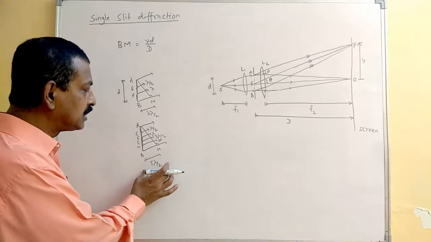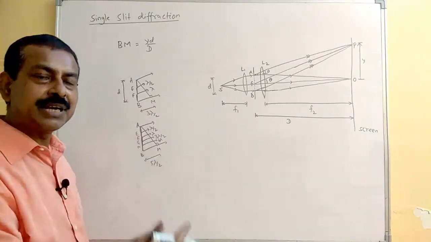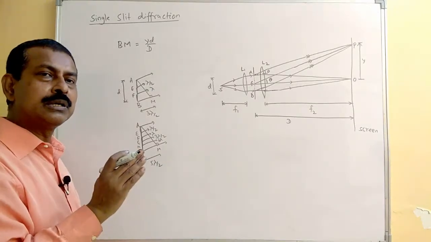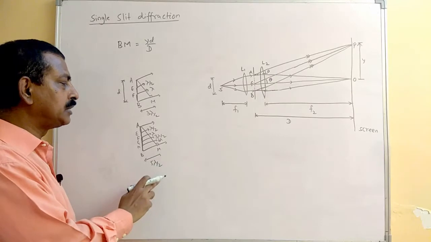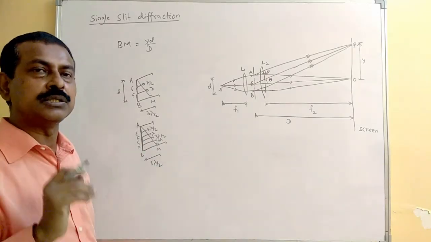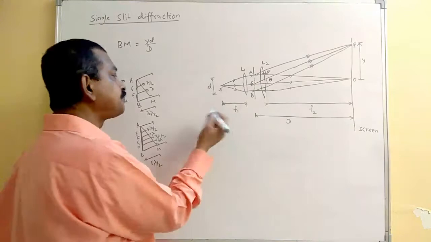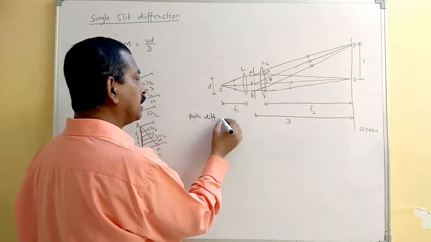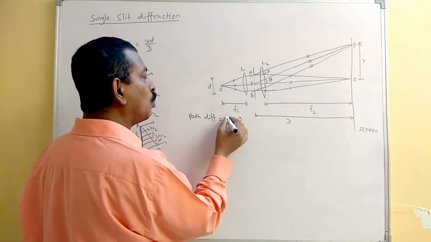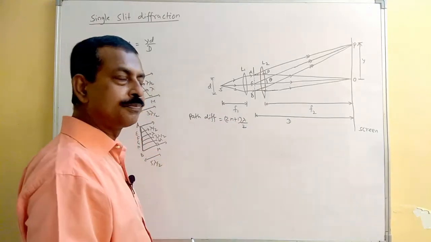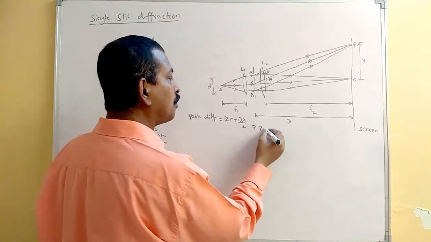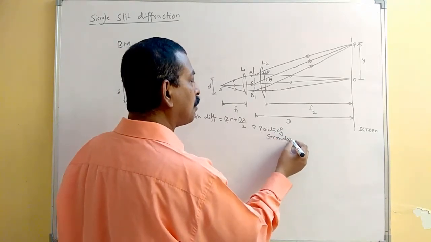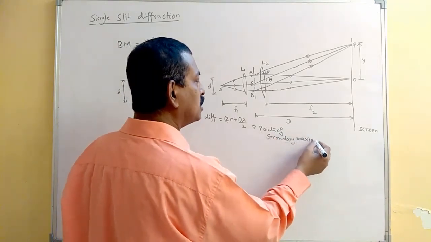Same way, instead of 5 lambda by 2, if it is 7 lambda by 2, 9 lambda by 2, if it is an odd multiple of half waves, in that case you will be getting the points of secondary maxima on this screen. So what we can write? So if the path difference here is 2n plus 1 lambda by 2, we are getting the points of secondary maxima there on this screen.